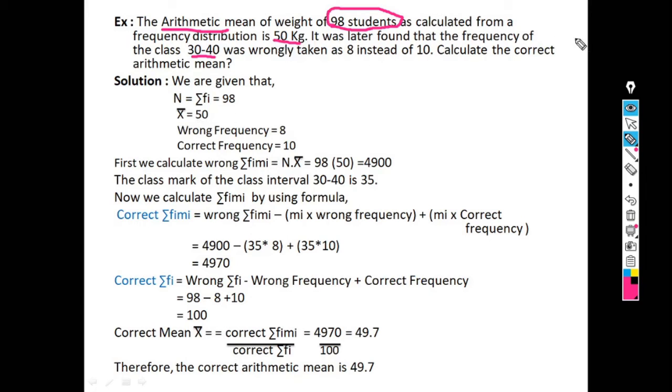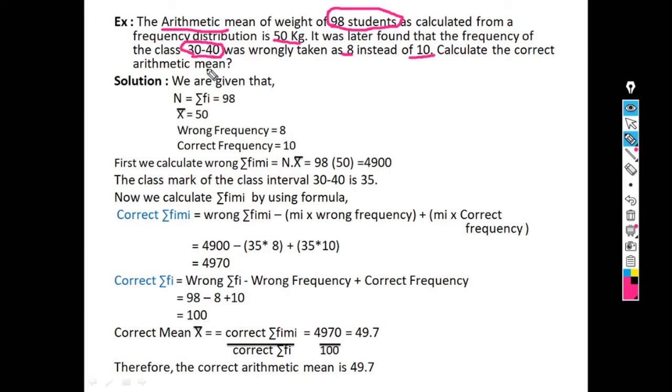It was later found that the frequency of the class interval, that is 30 to 40, was wrongly taken as 8 instead of 10. Means the right observation is 10, and it is wrongly taken as 8. So wrong frequency equal to 8 and correct frequency equal to 10. So we have to calculate the correct arithmetic mean.